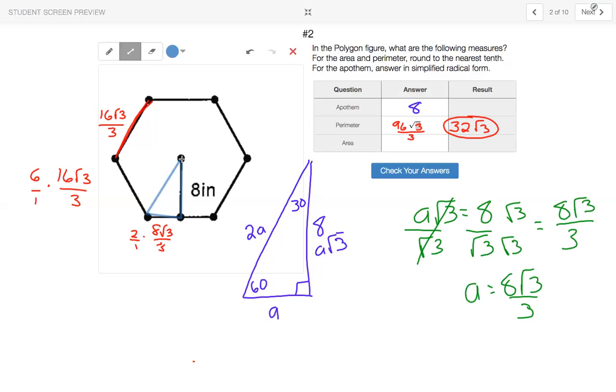All right, we don't ask you many questions that require you to do the perimeter in simplified radical form, but this is a situation where it may be asked of you, okay? From there, I think you guys can find the area, okay? All right.